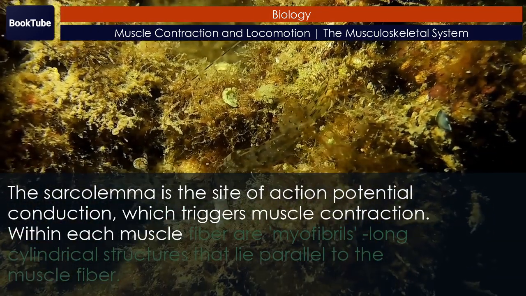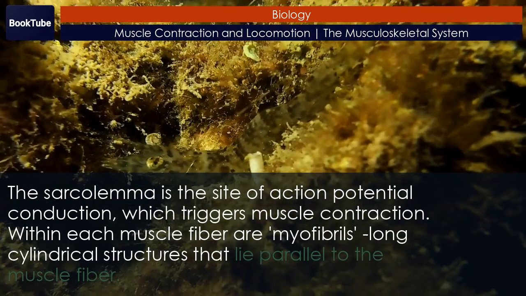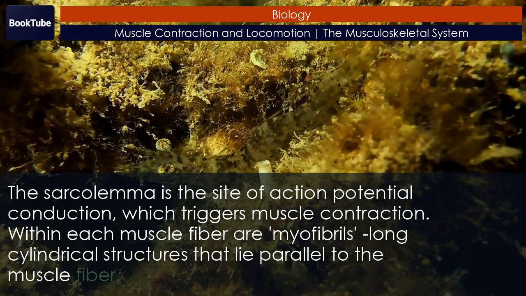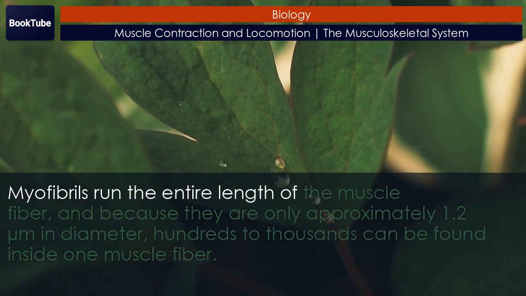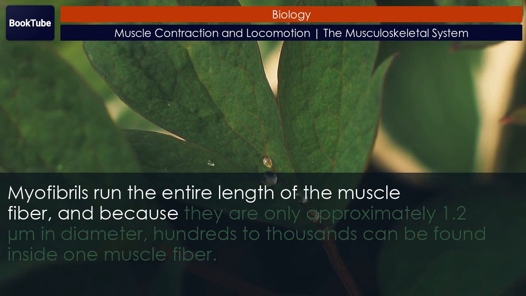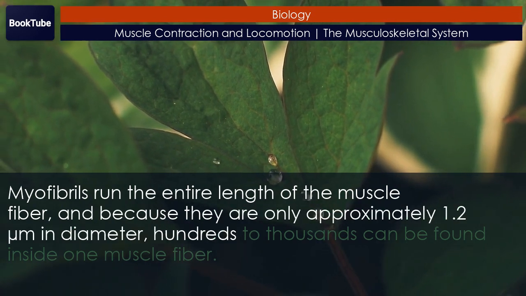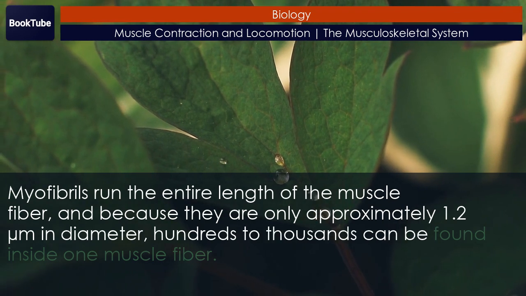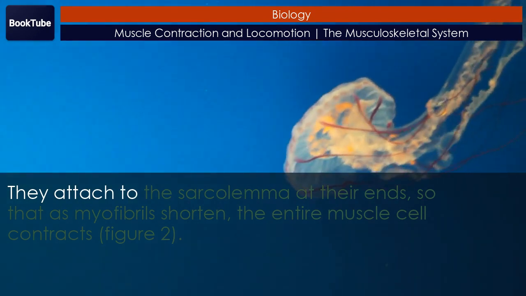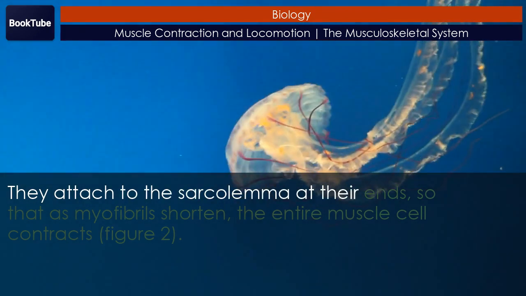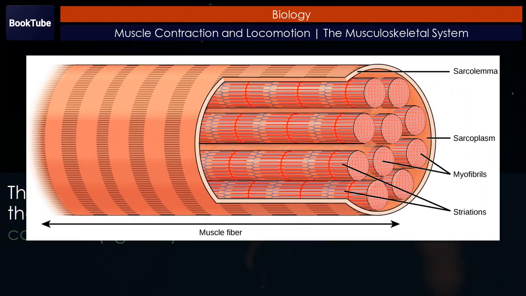Within each muscle fiber are myofibrils, long cylindrical structures that lie parallel to the muscle fiber. Myofibrils run the entire length of the muscle fiber, and because they are only approximately 1.2 micrometers in diameter, hundreds to thousands can be found inside one muscle fiber. They attach to the sarcolemma at their ends, so that as myofibrils shorten, the entire muscle cell contracts.